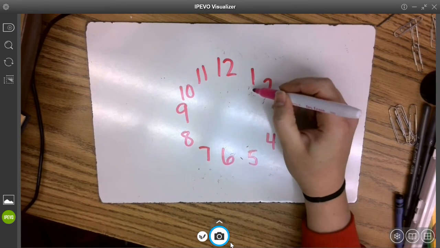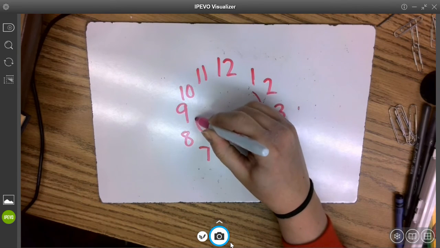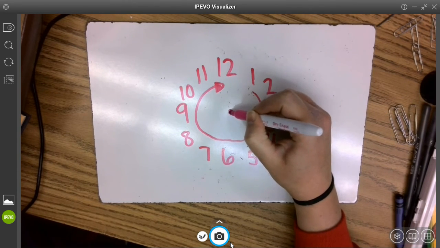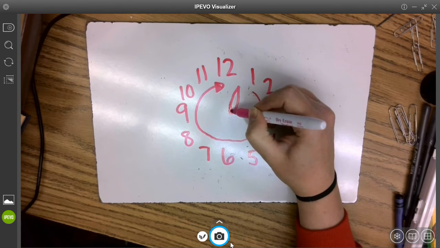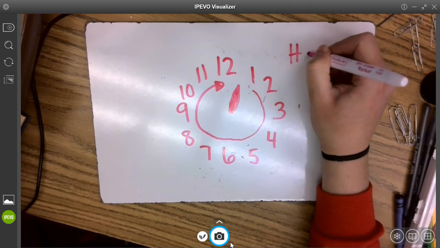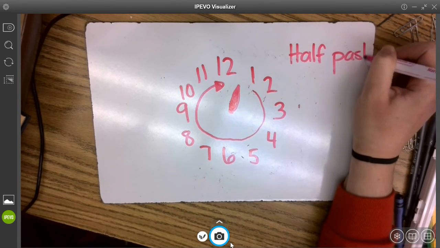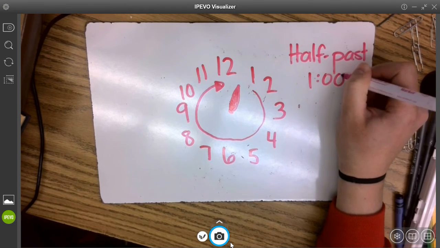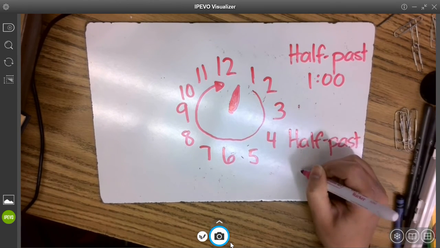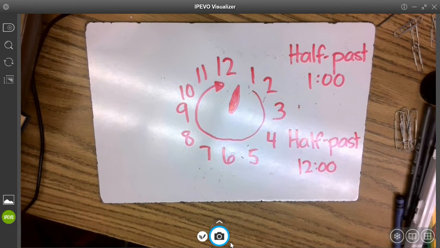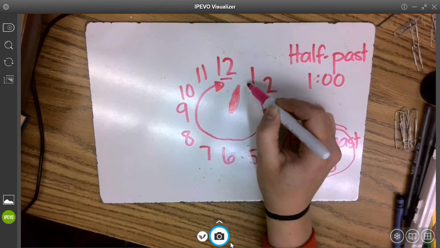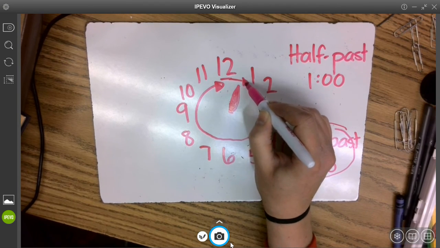Most of the time, we're looking at the numbers getting bigger. We start at 1 and we go up to 12. But then it starts over. So what happens if my hour hand is halfway between 12 and 1? Is it half past 1 o'clock? Or is it half past 12 o'clock? It is half past 12 o'clock. That's right, because we went from the 12 to the 1. That's where it goes. That's the direction it goes.